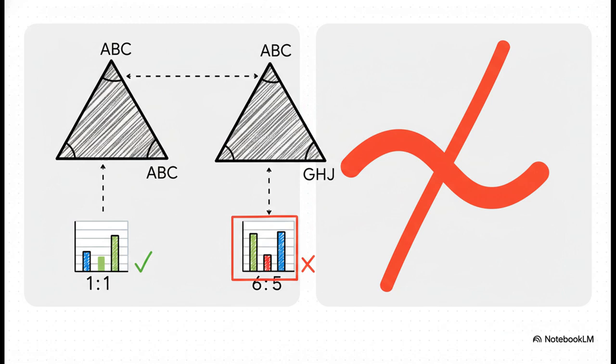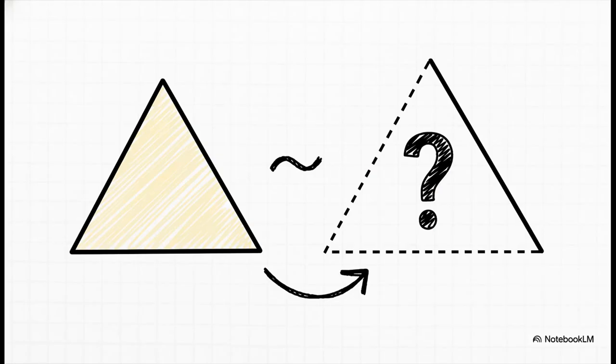Okay, now for the other comparison with triangle GHJ. The shortest sides, ratio of 1. The longest sides, also a ratio of 1. But wait, look at the last pair of sides. 12/10 simplifies to 6/5. Since that last ratio doesn't match the others, nope, these two triangles are not similar. It's really that clear-cut.